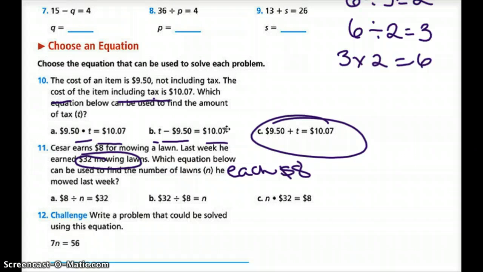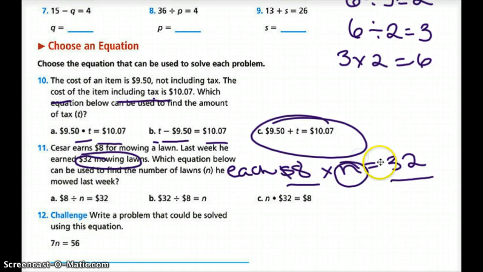How can you find the number of lawns? So I know that $8 times the number of lawns he mowed equals 32. Now, I don't see that number represented below. So how else could I see that? Well, I know 32 divided by 8 will also tell me the number. So I do see that right here for letter B.